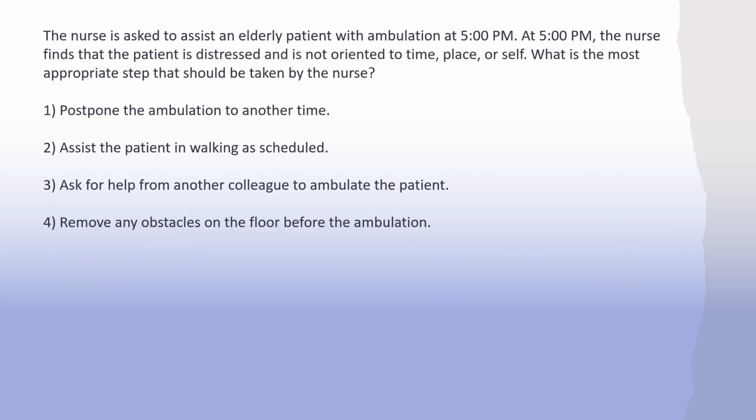The nurse is asked to assist an elderly patient with ambulation at 5 p.m. At 5 p.m., the nurse finds that the patient is distressed and is not oriented to time, place, or self. What is the most appropriate step that should be taken by the nurse? 1. Postpone the ambulation to another time. 2. Assist the patient in walking as scheduled. 3. Ask for help from another colleague to ambulate the patient. 4. Remove any obstacles on the floor before the ambulation.